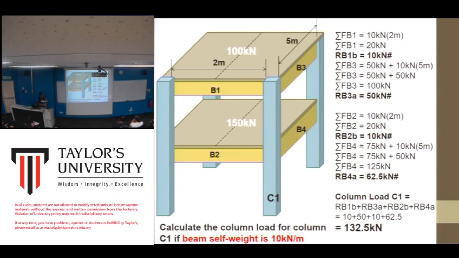So the total column load for C1 is 132.5. So anyone got this correct? No one, right? I believe no one.